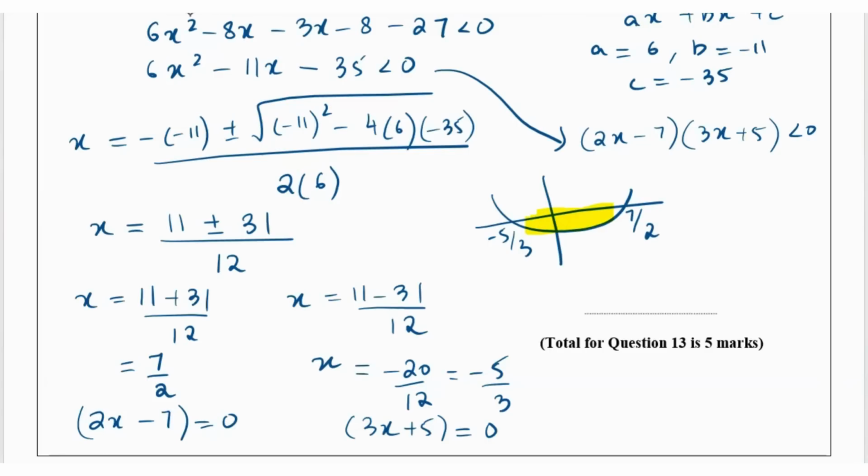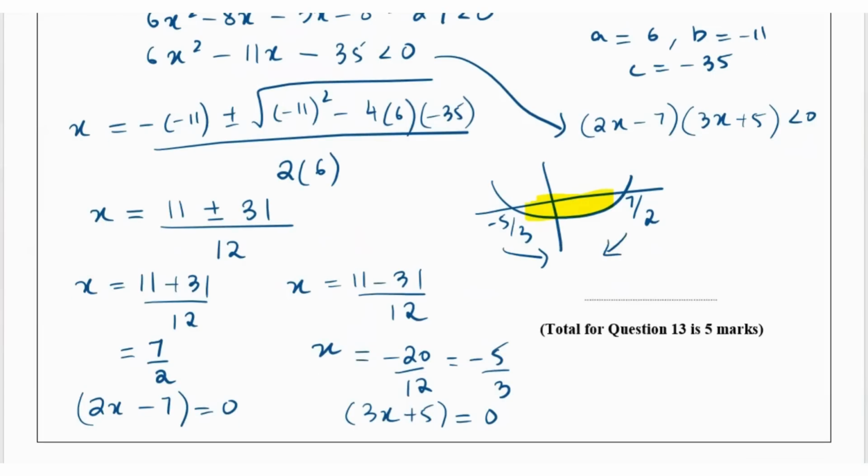So since we're looking at the behavior below the x-axis, at x equals -5/3, our values are decreasing in the highlighted region. And at x equals 7/2, our values are increasing. And since both the arrows are converging, that means it's going to be a joint inequality, which means x is less than 7/2, but it's greater than -5/3. That is how you write your answer for a quadratic inequality.